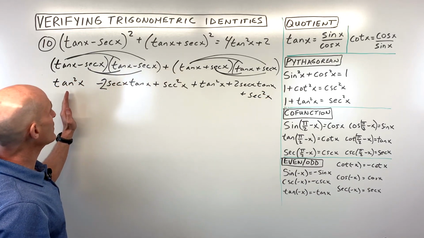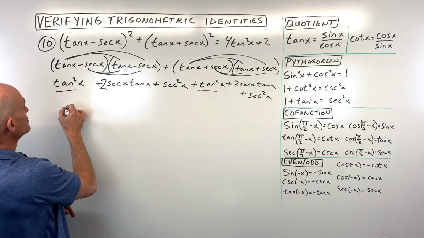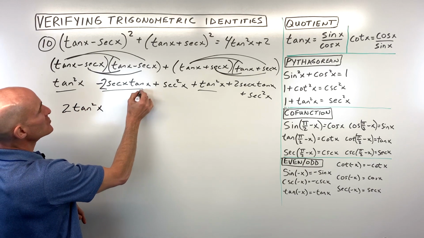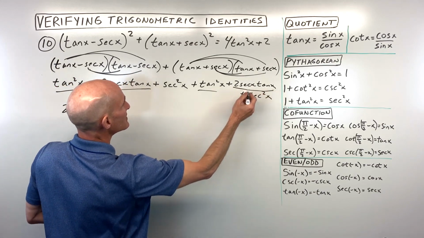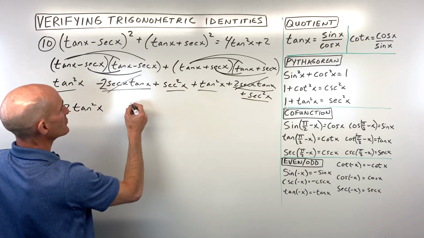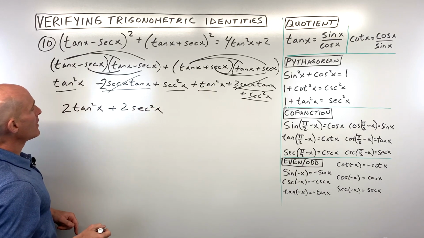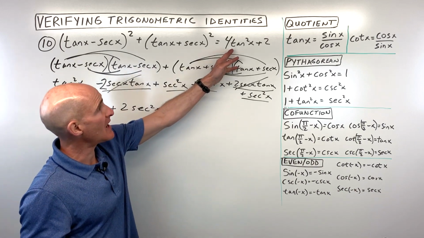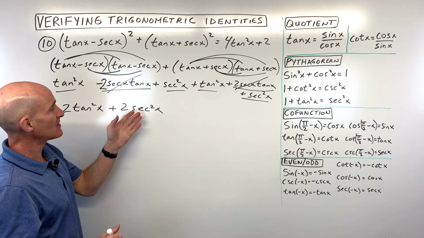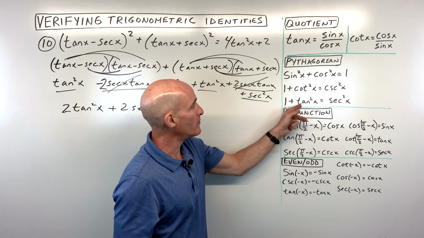Okay, so now let's see, we can combine a little bit. Tangent squared plus tangent squared is going to give us 2 tangent squared x, and negative 2 secant x tangent x and positive 2 secant x tangent x actually cancel because one's negative, one's positive. And then we have secant squared x plus another secant squared x, which is 2 secant squared x. Now remember, we want to keep one eye on the right side. We want it to look like this, 4 tangent squared x plus 2. We've got 2 tangent squared x. How are we going to get rid of the secant squared x? Well, secant squared x is equal to 1 plus tangent squared x.